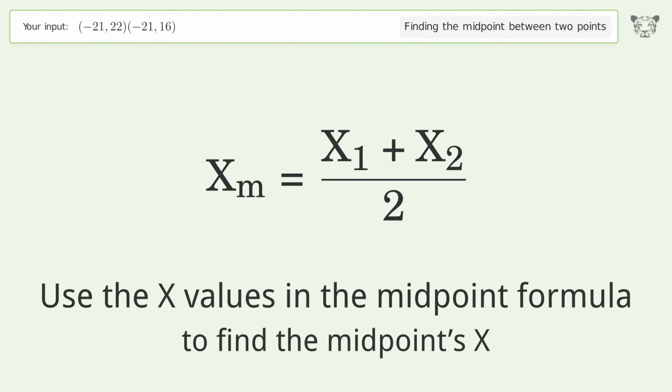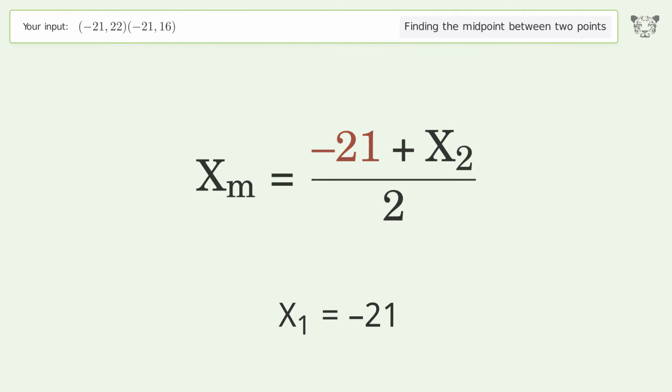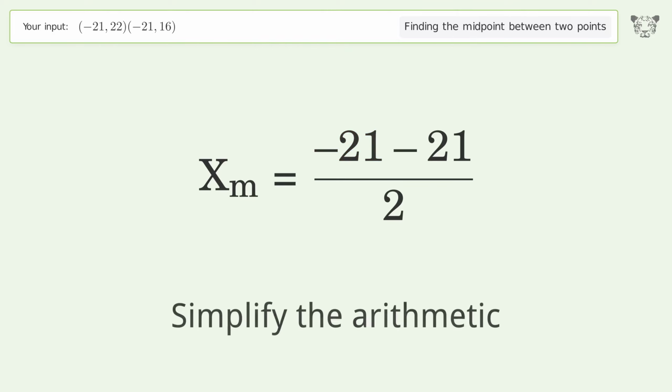Use the x values in the midpoint formula to find the midpoint's x. x1 equals negative 21. x2 equals negative 21. Simplify the arithmetic.